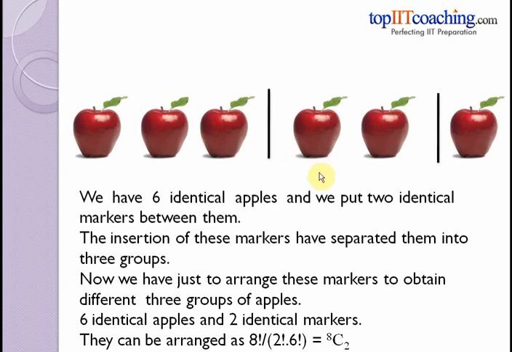Why 8 factorial by 6 factorial into 2 factorial? Because we know that if we have n objects, and out of these n objects p are identical, q are identical, and r are identical of one kind, then the number of ways of arrangement is equal to n factorial divided by p factorial into q factorial into r factorial. So here we have 6 identical apples and 2 identical markers out of these 8 objects. So they can be arranged in 8 factorial by 2 factorial into 6 factorial, that is equal to 8C2 ways, which is equal to 28.